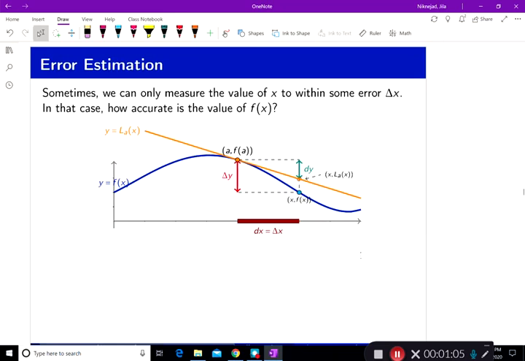Now let's talk about error estimation. Sometimes we're in physics lab, for example, measuring a value, and our devices have certain limits. And so we have an error in approximations of values.